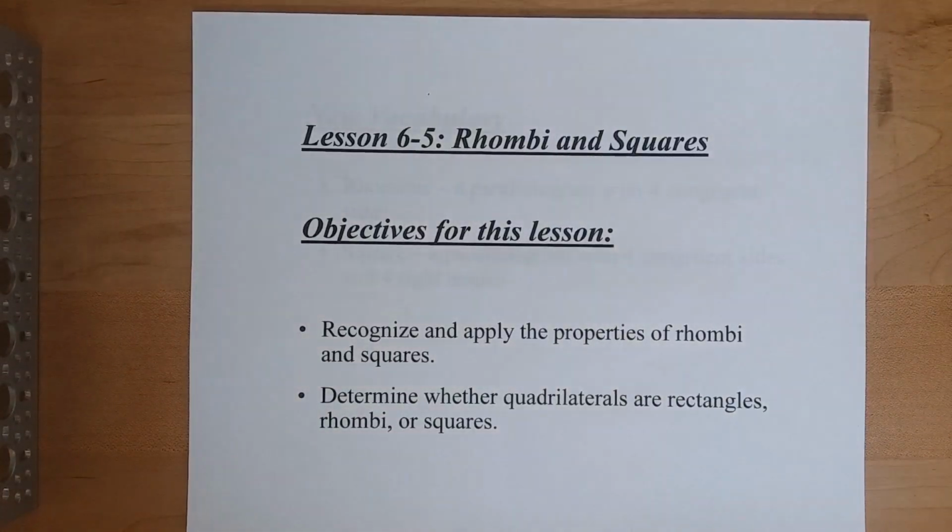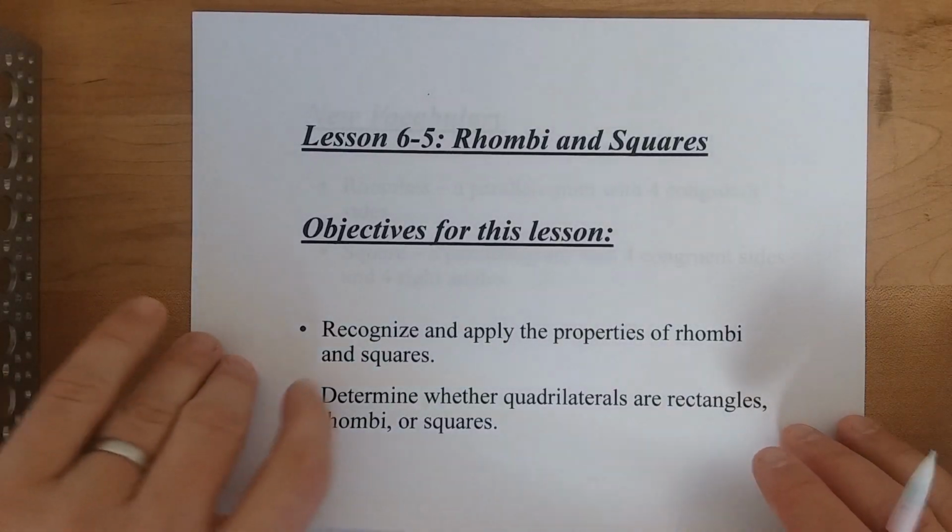All right, welcome to my lesson on rhombi and squares. In this lesson, we want to be able to recognize and apply the properties of rhombi and squares. And we also want to know, if we're given a quadrilateral, can we prove whether it is a rectangle or a rhombus or a square? Let's start out with some new vocabulary.